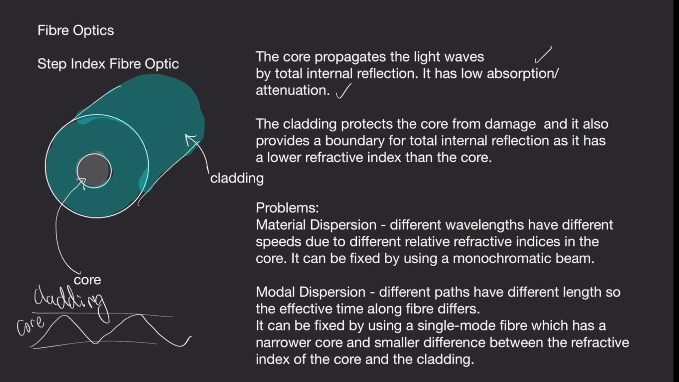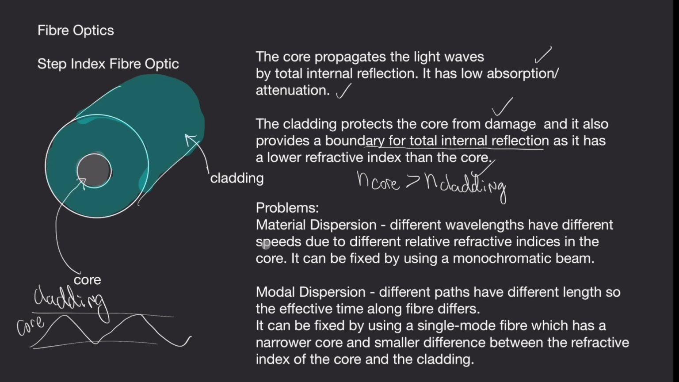The function of the cladding is twofold. It needs to protect the core from damage, but it also provides a boundary for total internal reflection because it has a lower refractive index compared to the core. Remember, this is actually the condition for total internal reflection to actually occur.